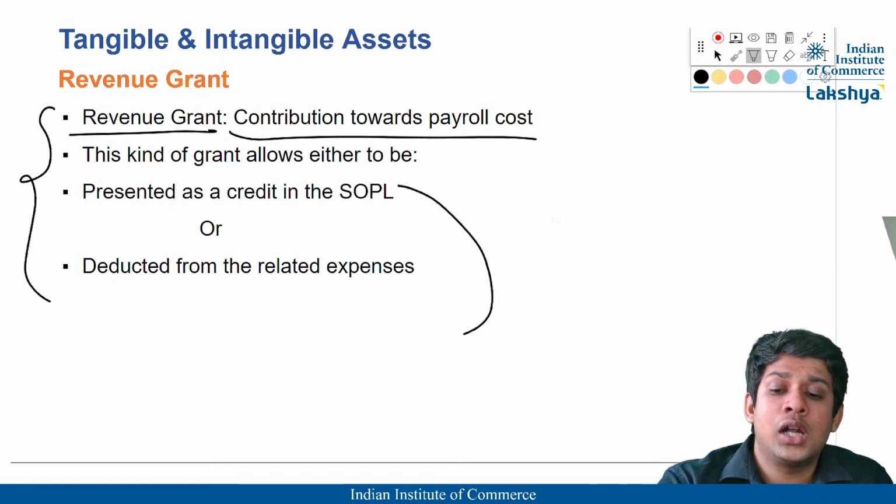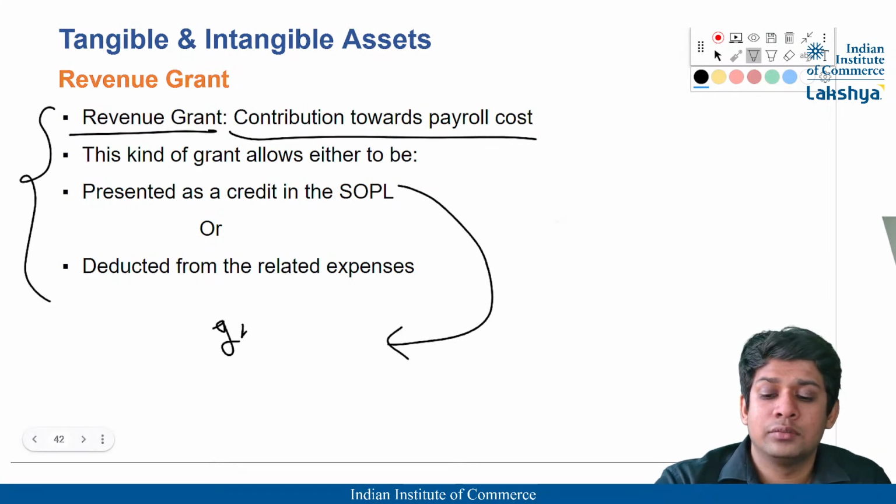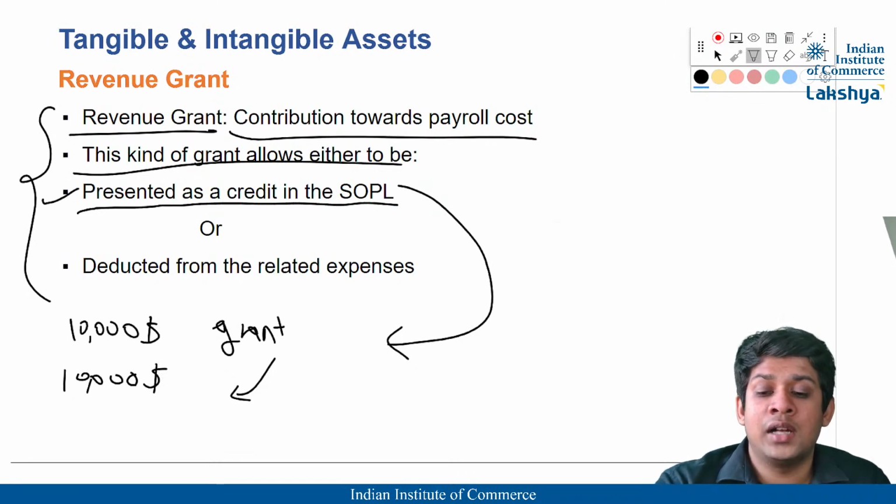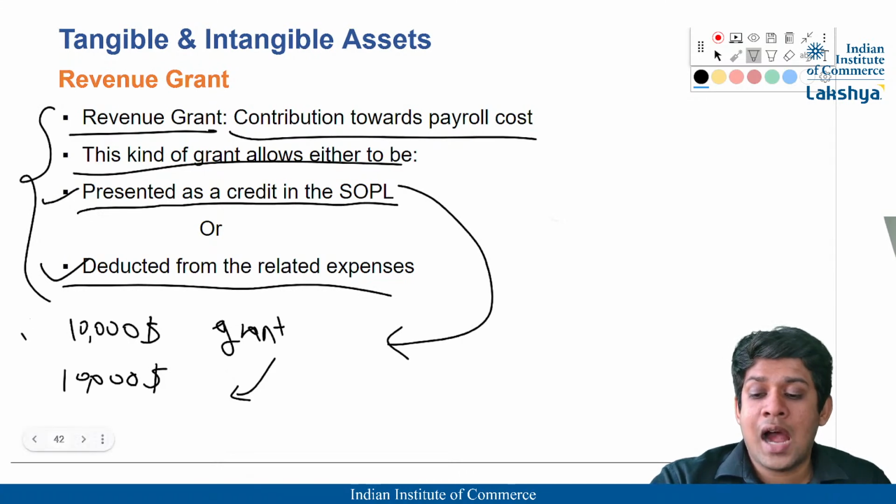So whatever grant the government has provided me, maybe say the total expenses that I'm incurring is $10,000. The government has provided me the grant for those $10,000. Right. So there are two treatments which are allowable. One is it can be presented as a credit on the P&L, or it can be deducted from the related expenses. My expenses are $10,000.